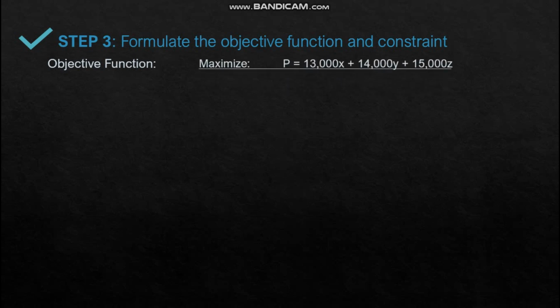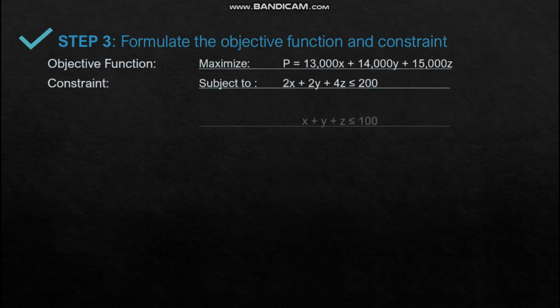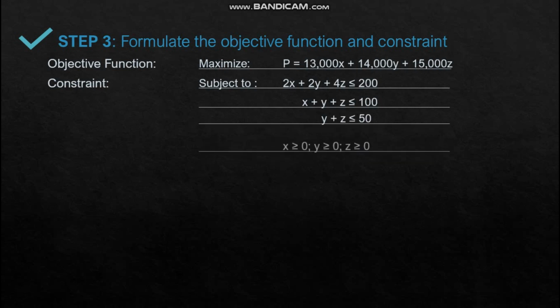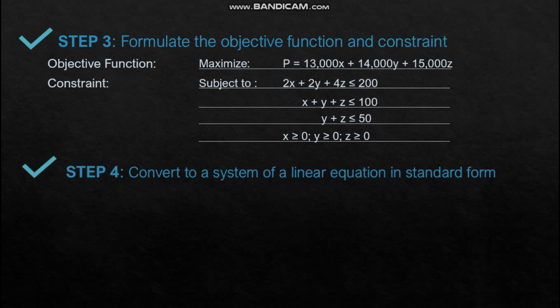After we tabulate the data, we will make the equations. The objective function is a maximization since we need to maximize the profit. So P is equal to 13,000x plus 14,000y plus 15,000z. As for the subject of constraints, we have 2x, where x is the basic set, 2y, where y is the regular set, and 4z, where z is the complete set. The same will happen to the other constraints. And lastly, for our non-negative constraint, x, y, and z are greater than or equal to 0 to avoid negative values.